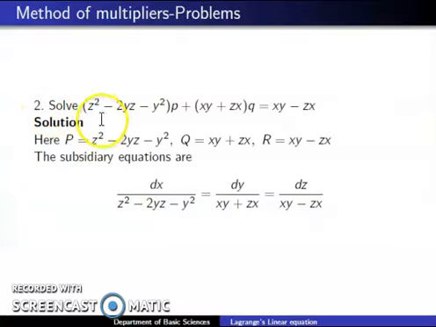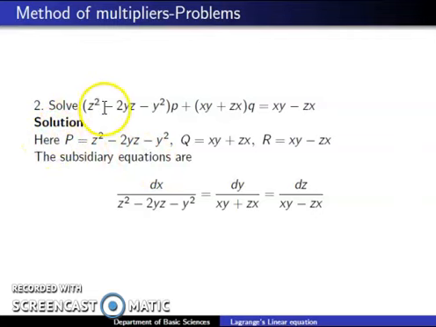Welcome back. Consider the problem: solve (z² − 2yz − y²)p + (xy + zx)q = xy − zx. In this question you can apply any method. It is not given that you have to apply the method of multipliers or the method of grouping. So you have to choose the possible method which is applicable to each question. You will get that idea by doing some problems by yourself. Now let us see the solution.